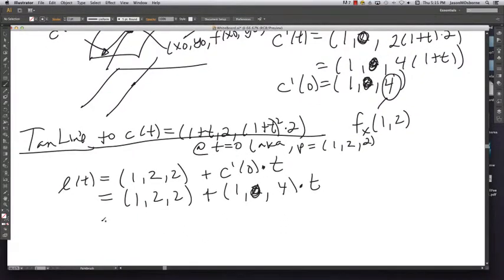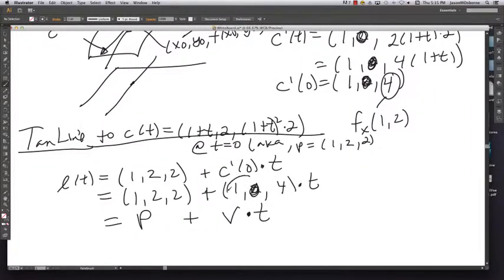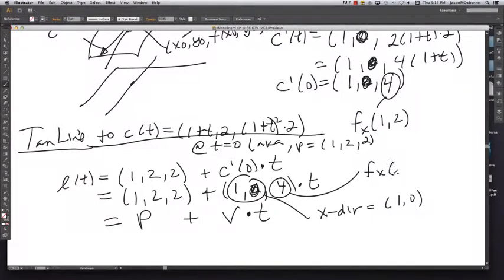So what I'm seeing is that this is the point that our tangent line goes through. This is the vector times t. Here we can see our direction vector, that it's pointing in the x direction because we have a 1, 0 here. This number 4, that is what you're using your partial derivative at 1, comma 2 to give you. Okay, so it's the third entry of the tangent line.